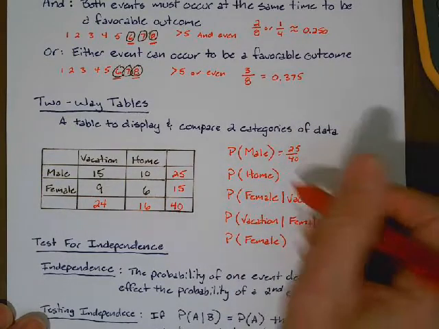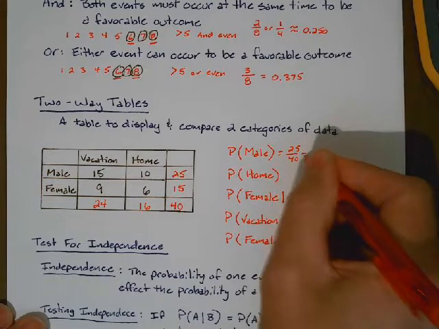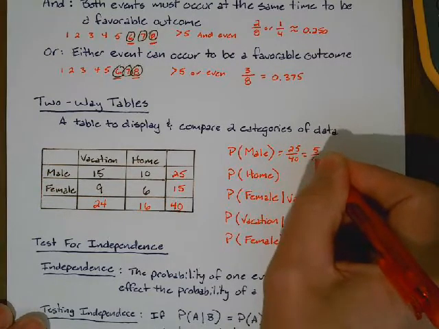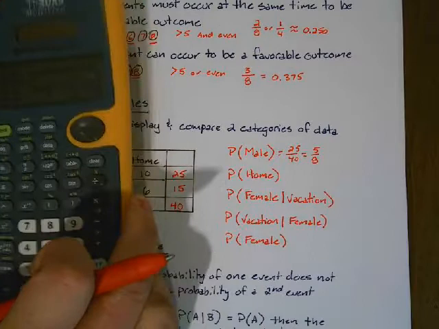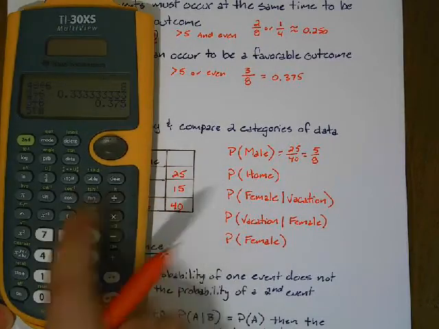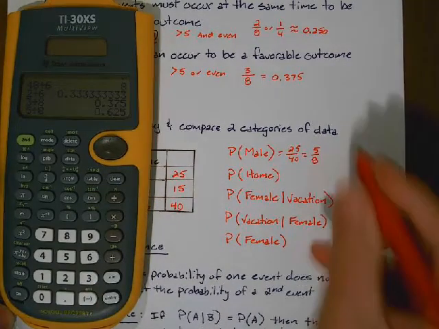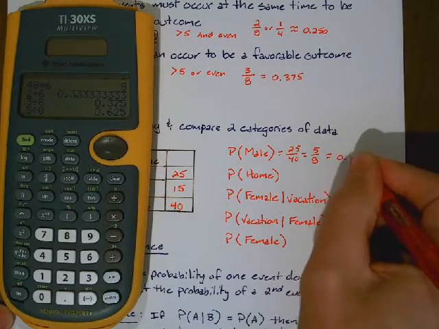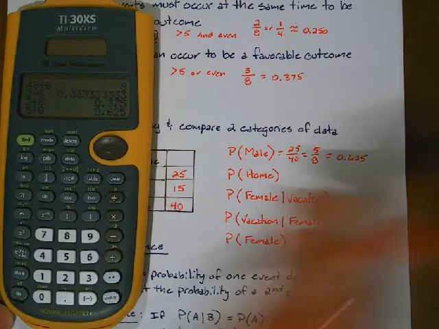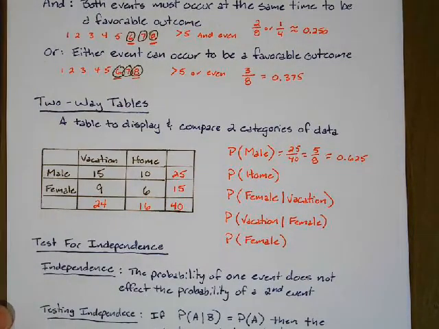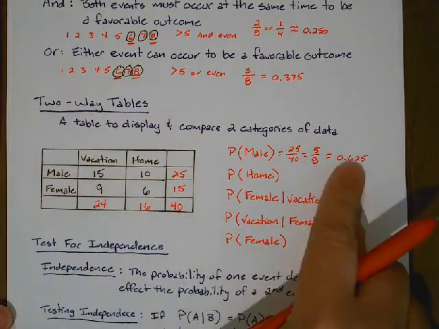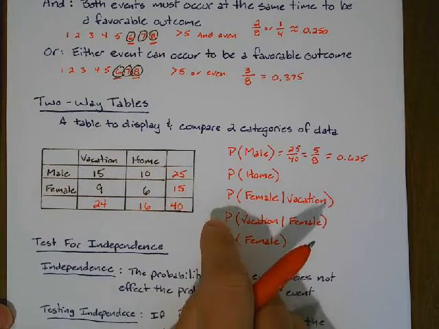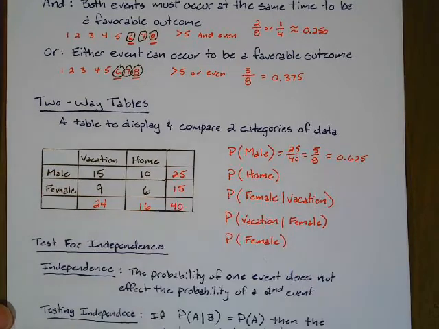And I can see here that 5 goes into both of these numbers, so that's 5 out of 8. And if I plug 5 out of 8 into my calculator, 5 divided by 8, I get 0.625. So that's the probability that I'm going to find a male, which is better than 50% because there were more males in this one.